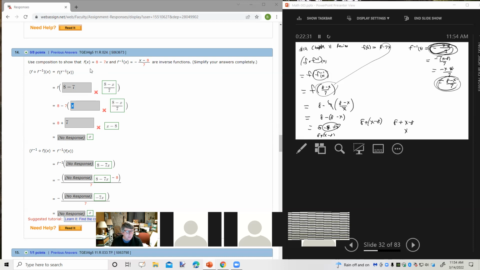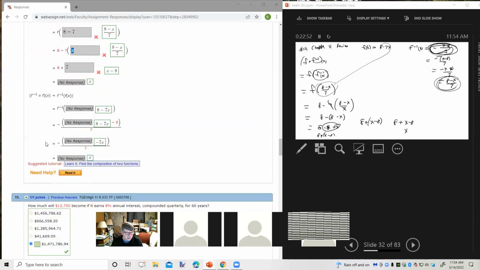So you have two functions, f of X and f inverse of X. You're supposed to show that they are inverses. The way you would show that is if you compose them in both directions, in each case you should get a final answer of X. So here we're taking f composed with f inverse and we get X. Down here, they're taking f inverse composed with f and getting X.